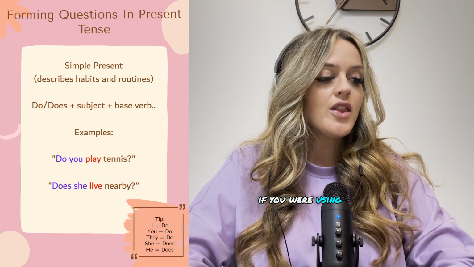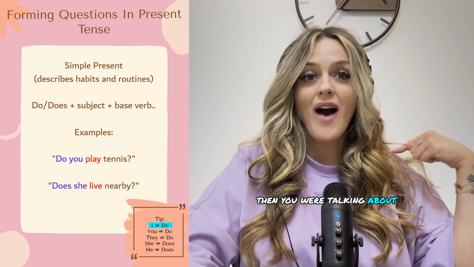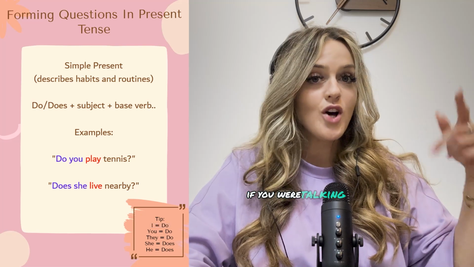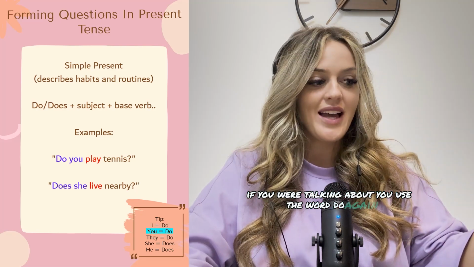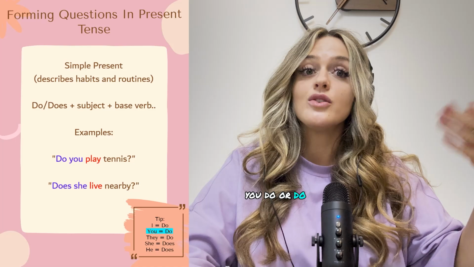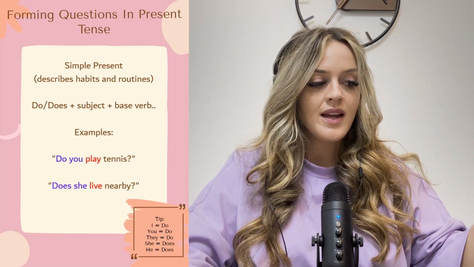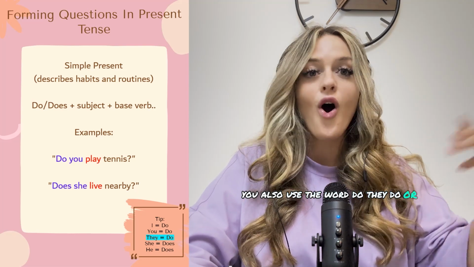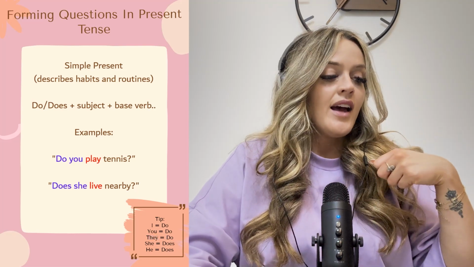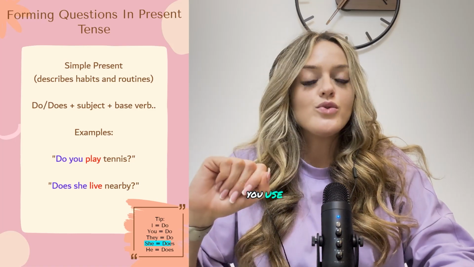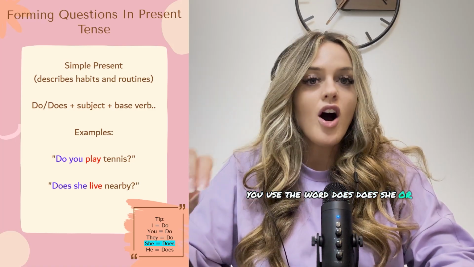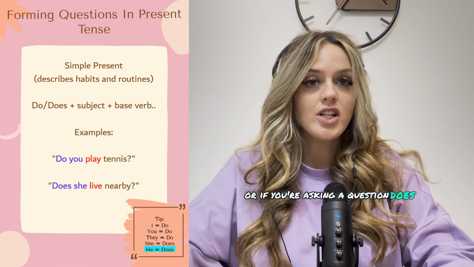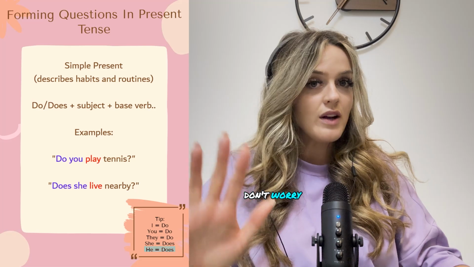Now here's a top tip for learning English. If you are using the word do, then you are talking about I. So I do or do I. If you were talking about you use the word do. Again, you do or do you if you're asking a question. And again, if you're talking about they, you also use the word do. They do or do they. If you were talking about he or she, you use the word does. Does she or she does. And he does, or if you're asking a question, does he? You just flip them around. Don't worry if you don't understand just yet.